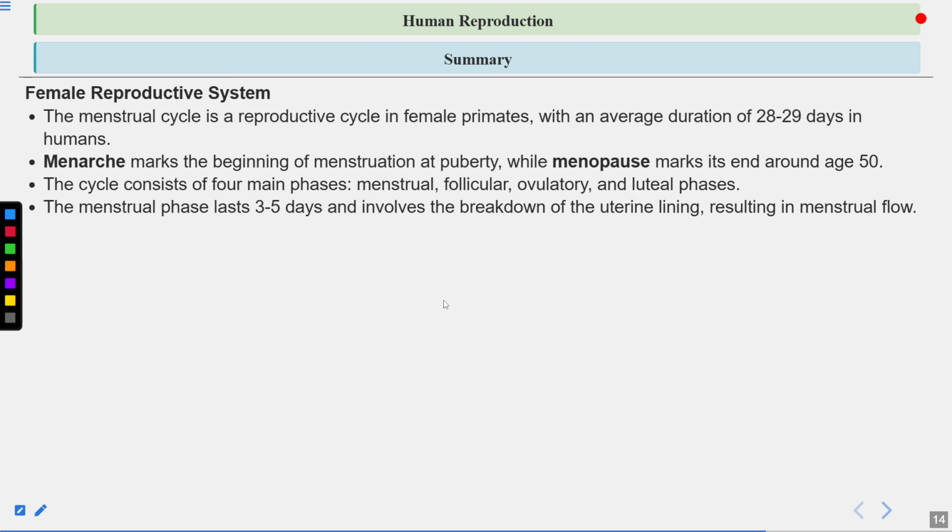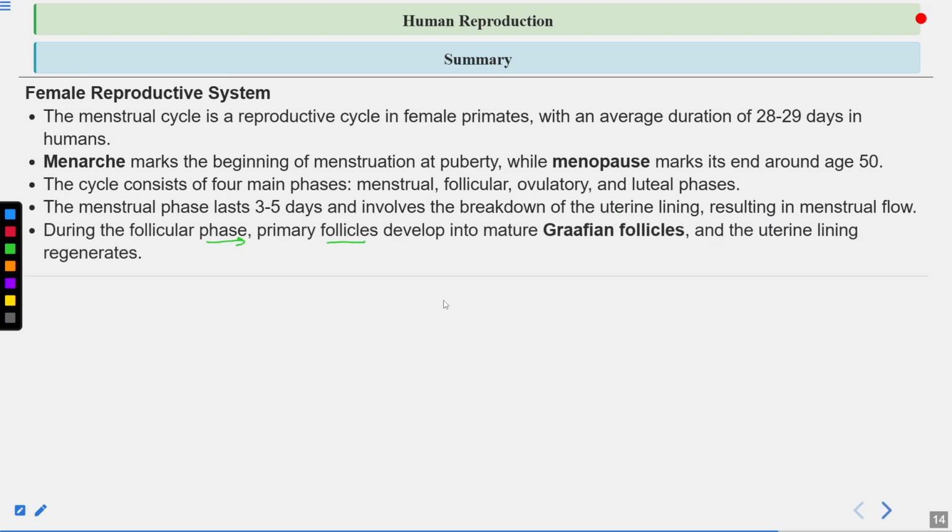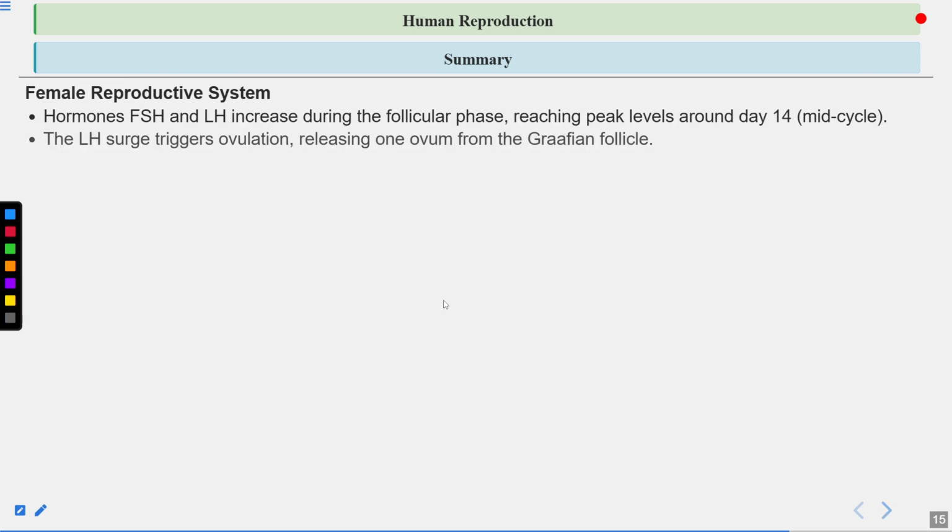Now, the menstrual phase lasts for 3 to 5 days and involves the breakdown of the uterine lining, resulting in the menstrual flow. During the follicular phase, primary follicles develop into mature Graafian follicles, and the uterine lining regenerates. This Graafian follicle consists of the secondary oocyte. Now the hormones FSH and LH increase during the follicular phase, reaching peak levels around day 14, meaning the mid-cycle of the menstrual cycle.